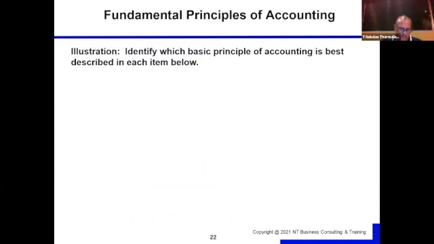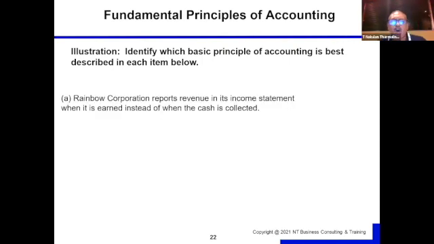Okay, a couple of small bits of things to look at. Some simple questions. Rainbow Corporation reports revenue in its income statement when it is earned instead of when the cash is collected. What principle is it? What is the principle of recognizing it when it's earned but not when cash is received? Oh, Wei Tan actually said revenue recognition principle. All right, excellent. Yeah, okay.